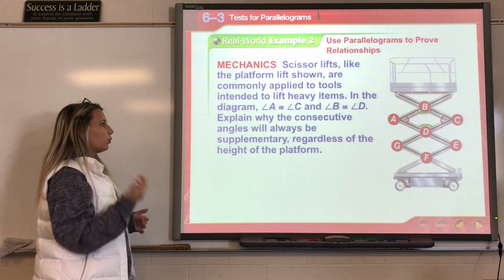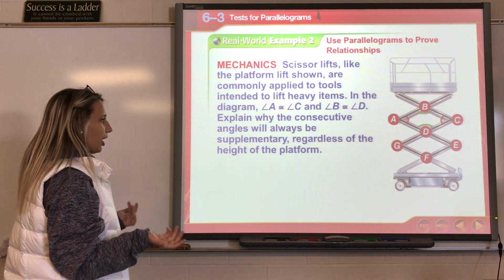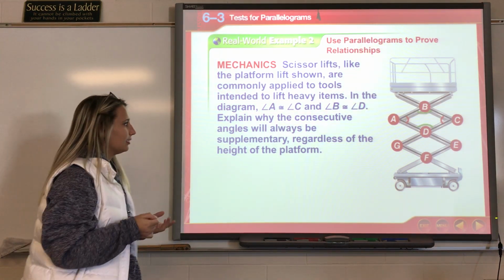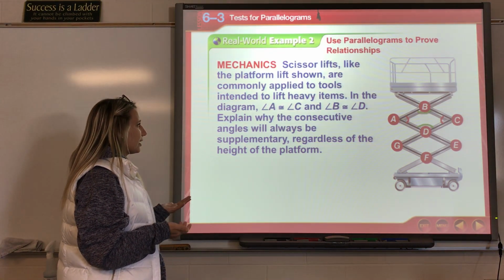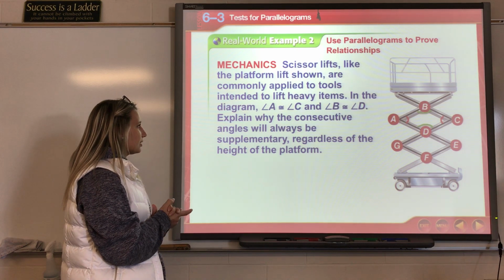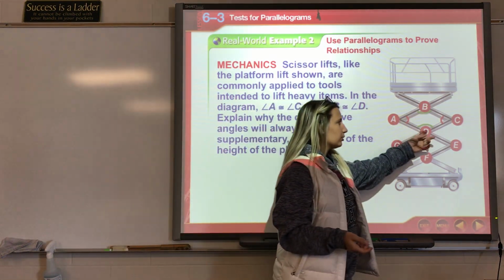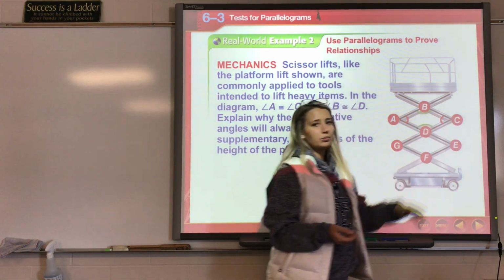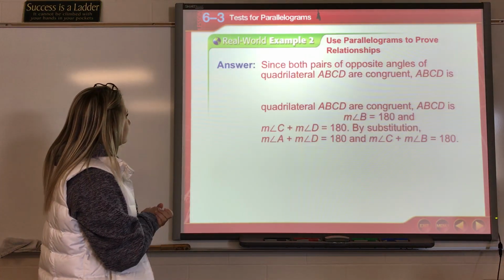It says explain why the consecutive angles will always be supplementary regardless of the height of the platform. Now let's think about that. We've got this diagram, and it's asking why are the consecutive angles supplementary? Well, what are the consecutive angles? A and D would be consecutive, B and C, D and C, then A and B. Okay, I'm going to go to the next page. It's going to kind of talk about it.